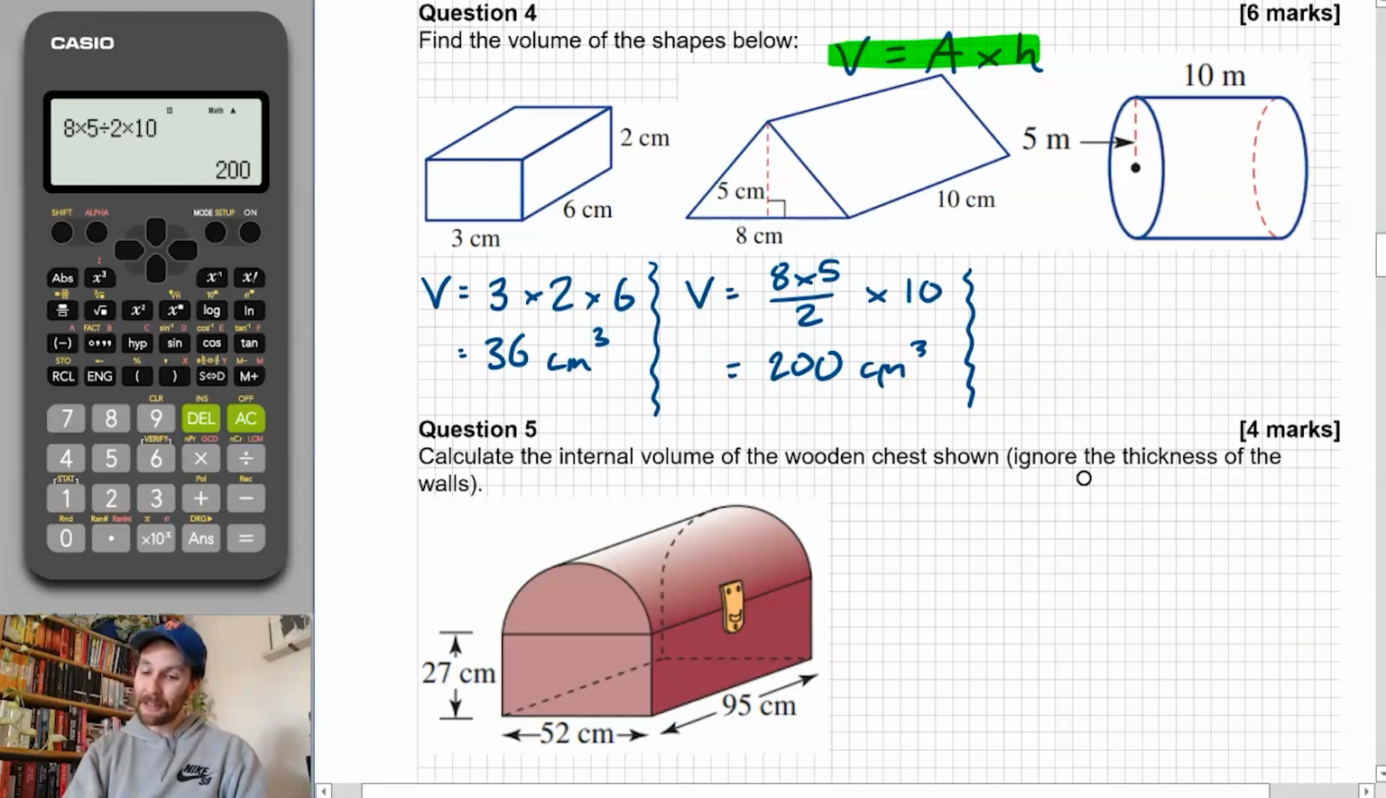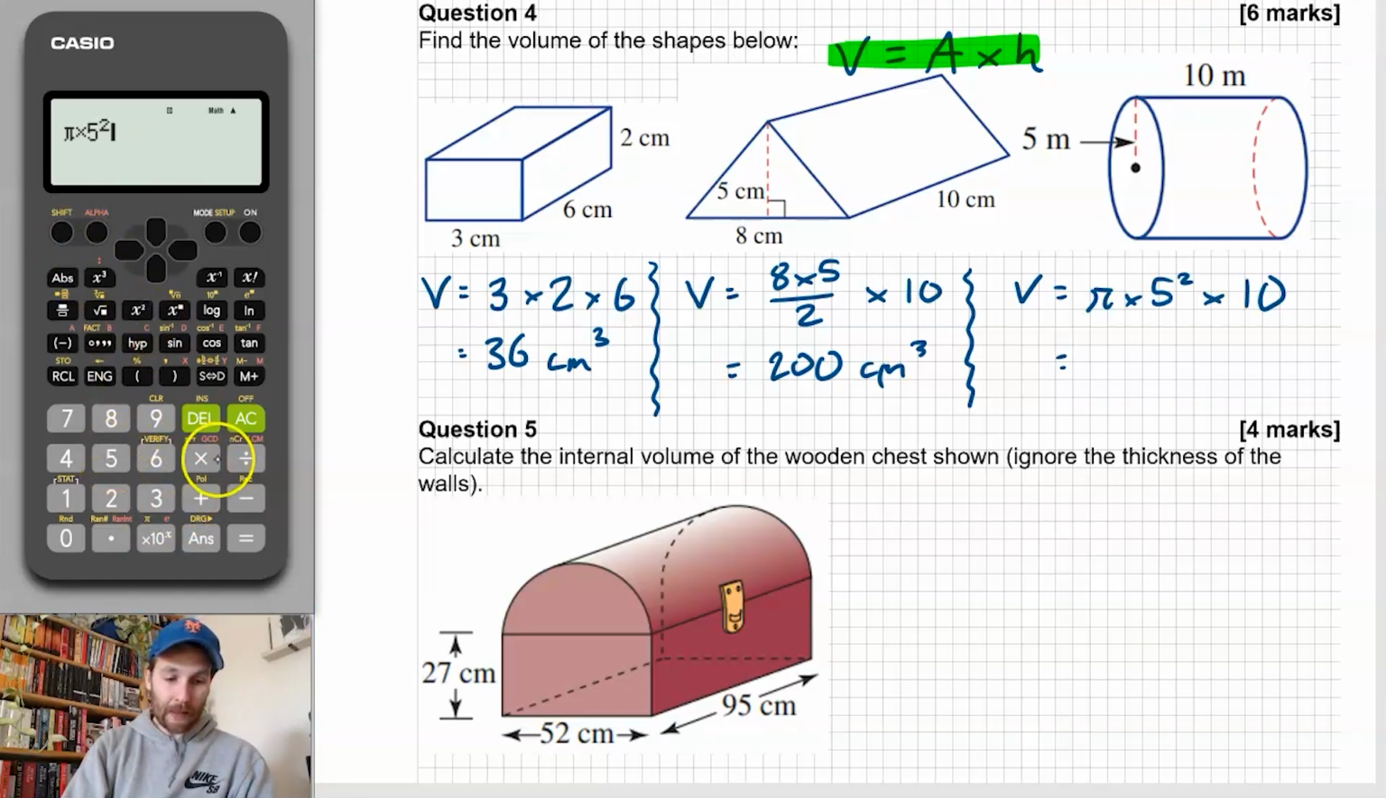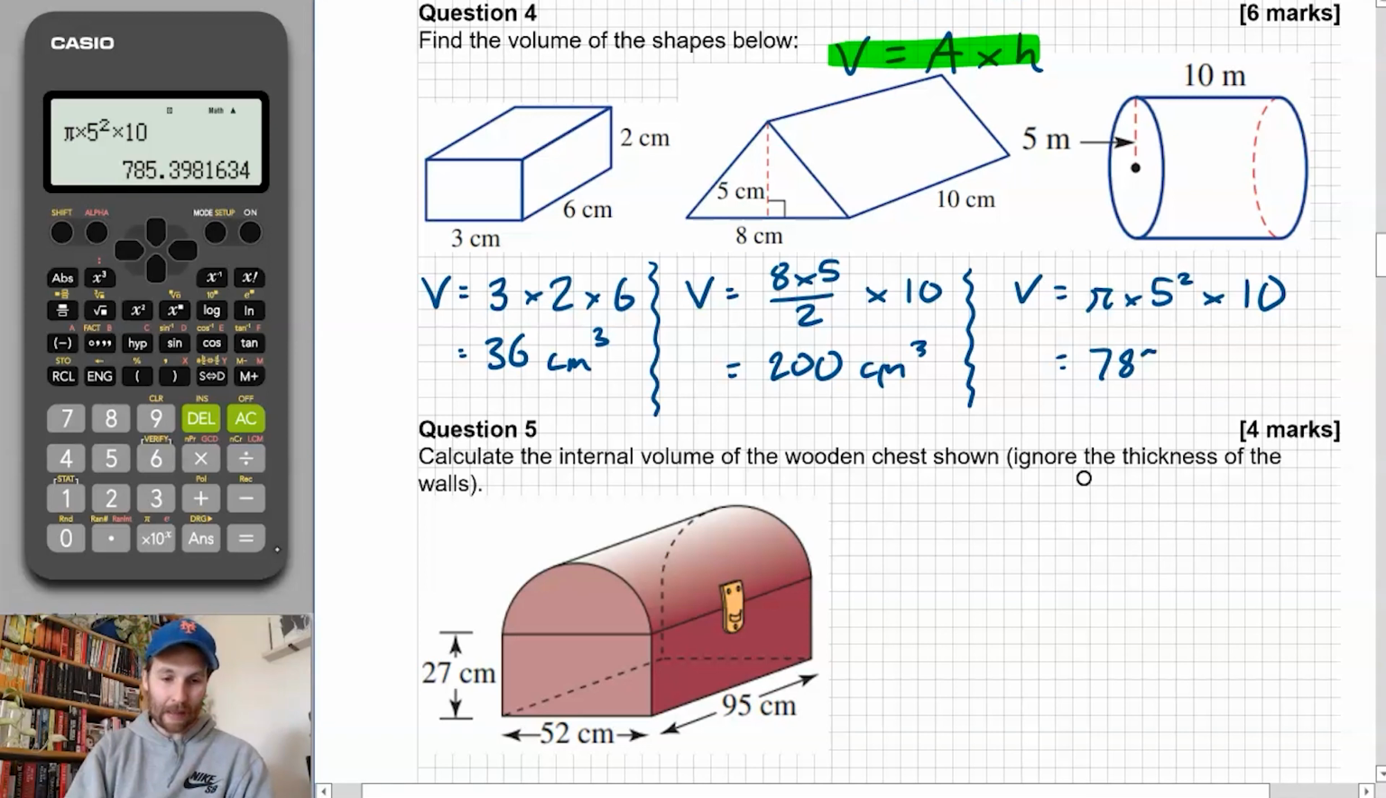And then for cylinders, the area of the cross-section is going to be given by the area of a circle. So volume: area of the cross-section is going to be given by pi times the radius squared. Then we want to multiply that by the height of the shape, which is 10 for this particular shape. And then in the calculator, pi times 5 squared times 10 gives us, what are we rounding to for this one? Let's go nearest whole number, 785 meters in this case.